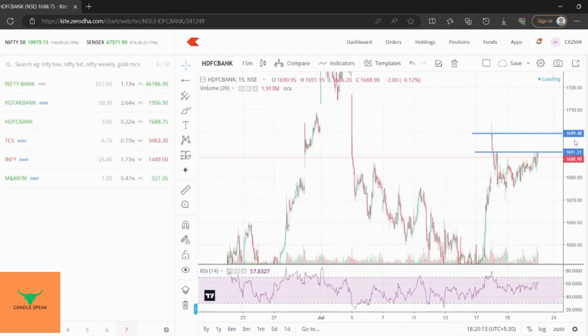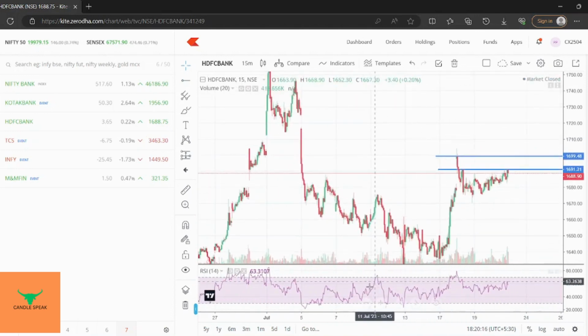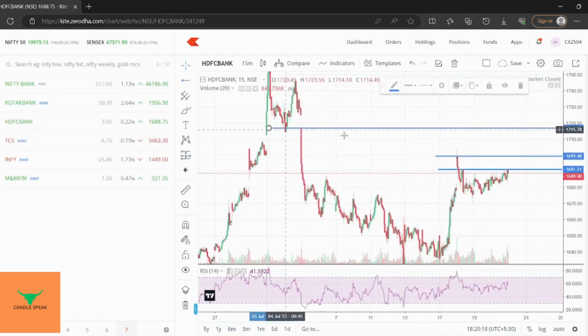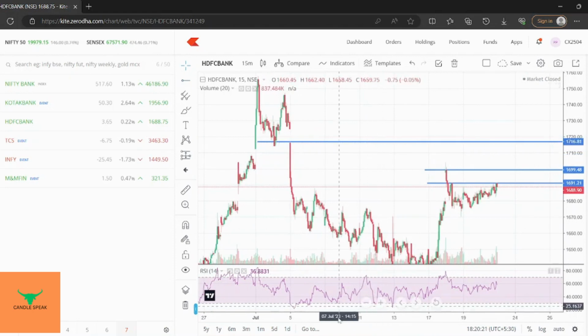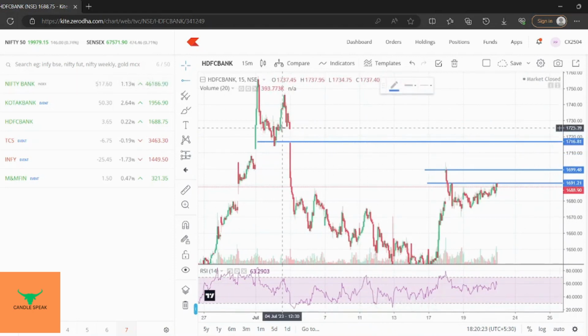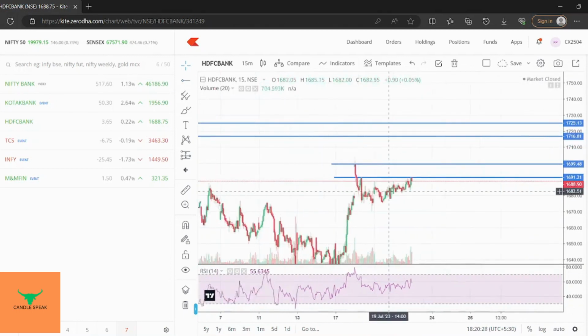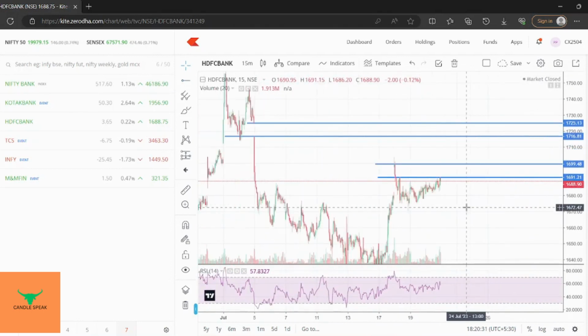The target will be 1700, and above 1700, 1716 can also be tested. And if it also breaks out of this level, and you find there is a gap, that can also be traded. So this is a simple analysis for HDFC Bank. On a breakout of this range, go for the first target, and if it also breaks this level, go for the second target. Keep a stop loss above this range, and if it also breaks this range, go for the gap, which can also be traded.